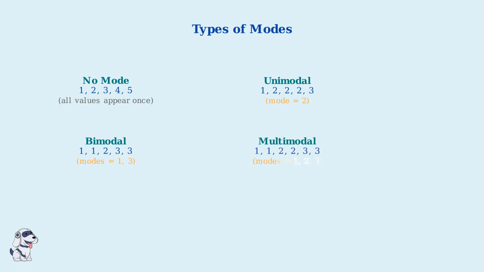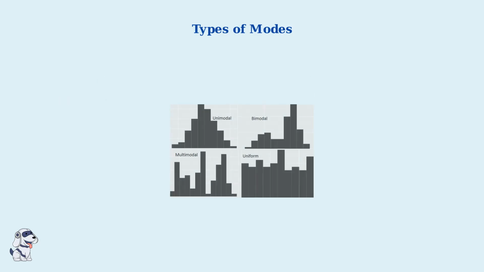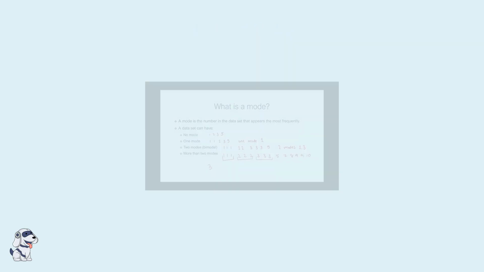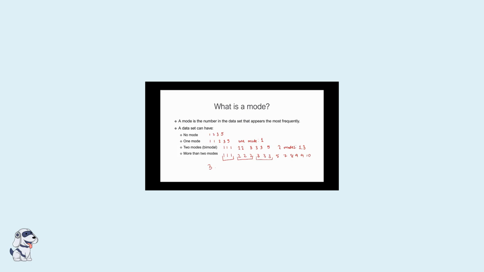A multimodal distribution has more than 2 modes. This suggests multiple, distinct patterns or subgroups within the dataset. These histograms visually demonstrate the different types of distributions. Notice how the peaks correspond to the modes. Unimodal has 1 peak, bimodal has 2 peaks, and multimodal has several peaks. This slide reinforces our definition and shows clear examples of each type. Notice how the modes are highlighted in red to make them easy to identify.